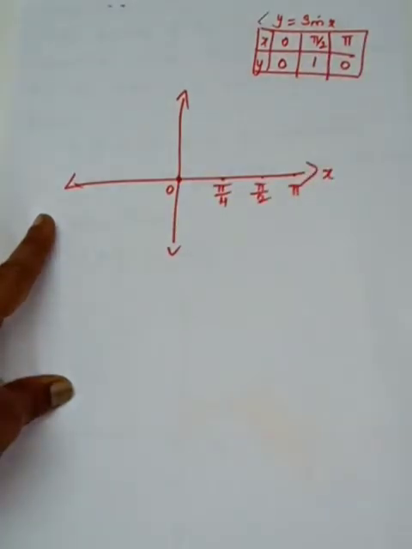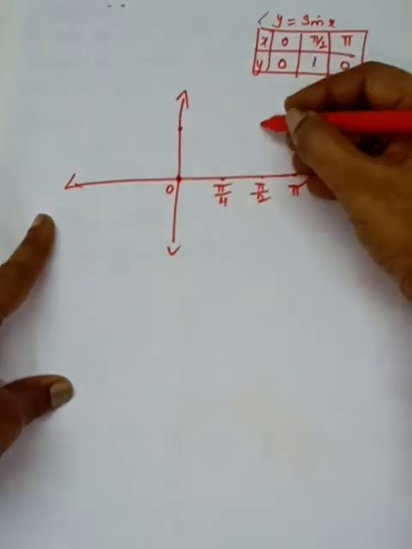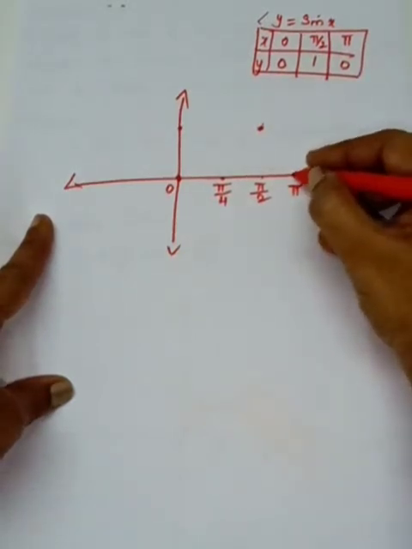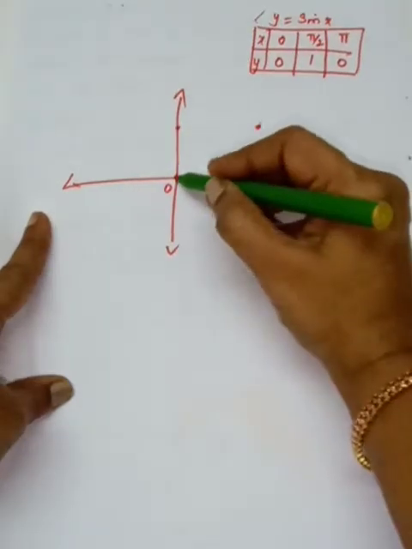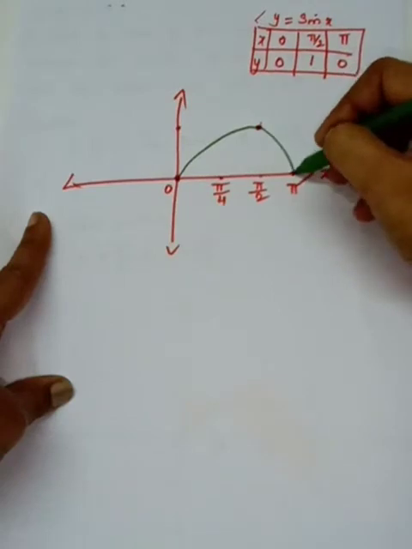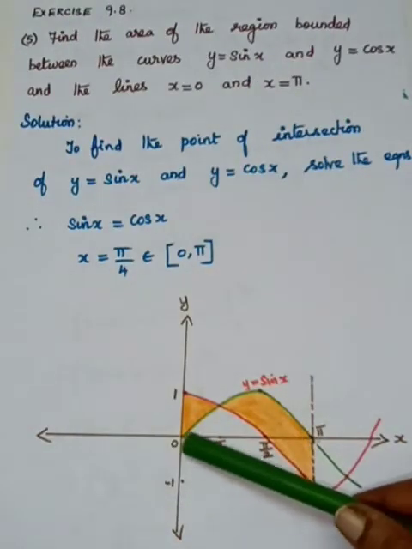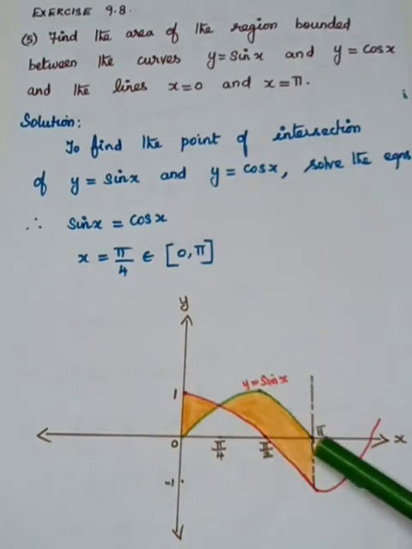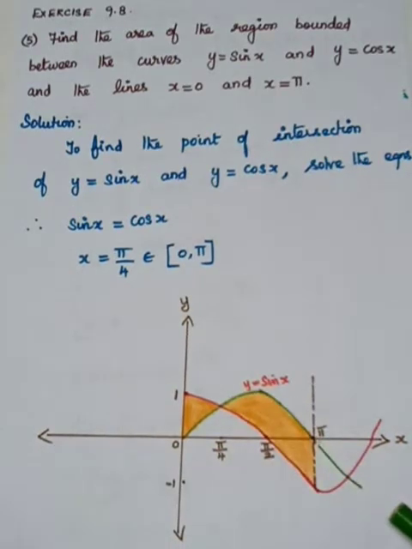Okay, the first point is 0 comma 0. So it will be here. Next pi by 2 comma 1. So you mark here as 1. So this is pi by 2 comma 1, this point. And next one pi comma 0. So using these 3 points, the sine curve between 0 and pi is like this. Here only I have drawn, using the green color, 0 comma 0 and pi by 2 comma 1 and pi comma 0. So I have drawn the y is equal to sin x curve.